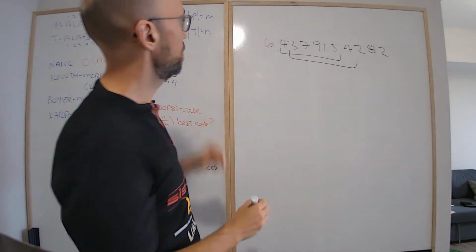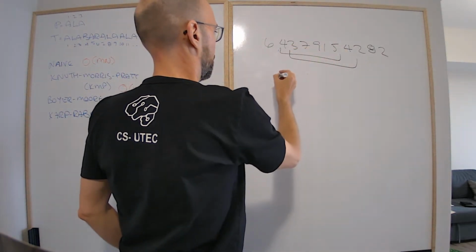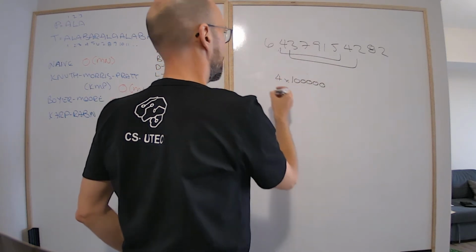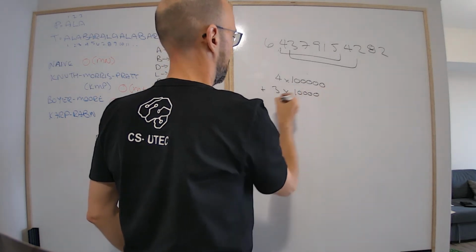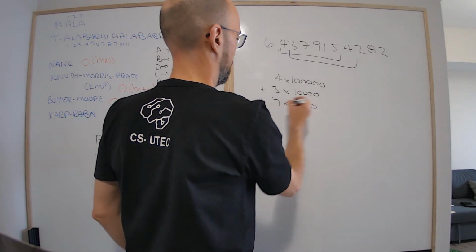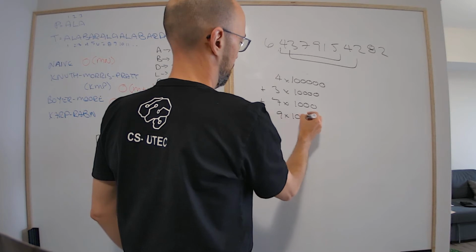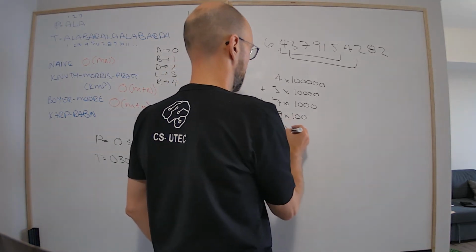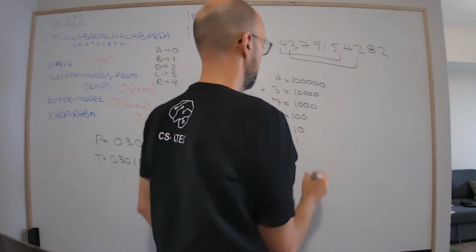What do we do? Well, this is 4 times 100,000, plus 3 times 10,000, plus 7 times 1,000, plus 9 times 100, plus 1 times 10, plus 5 times 1.